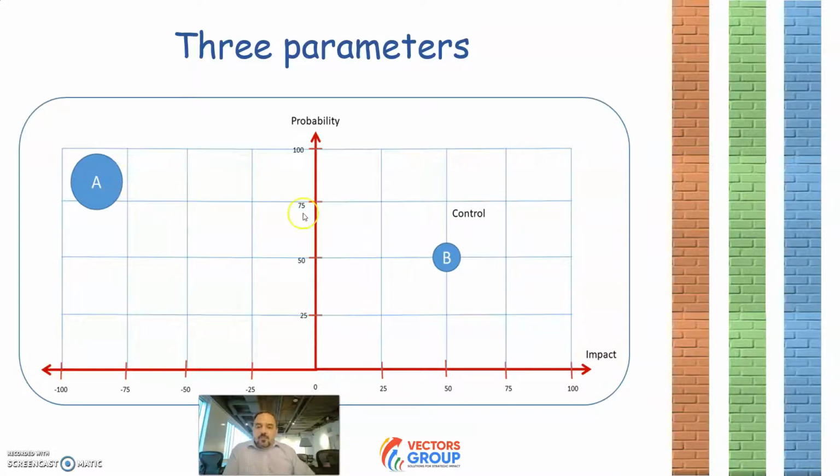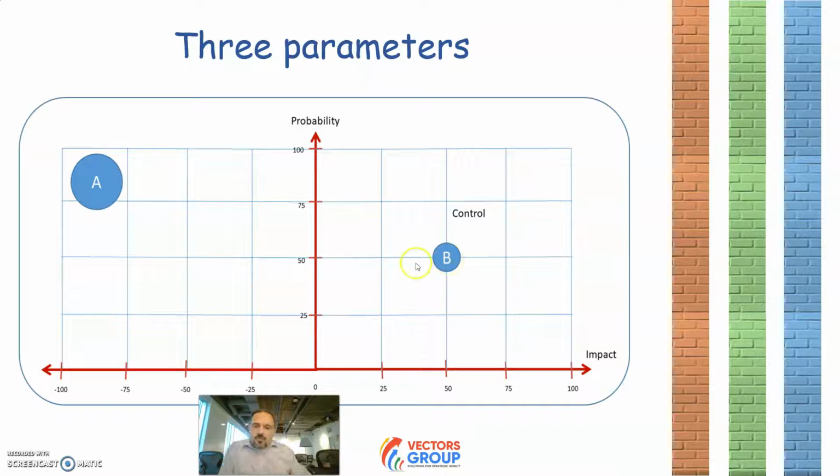So I put two examples here, and as you can see, they are different sized circles, and the size of the circle indicates the level of control we have over the risk. Meaning risk A, we have more control, and risk B, we have limited control. So risk B is something that we cannot control.